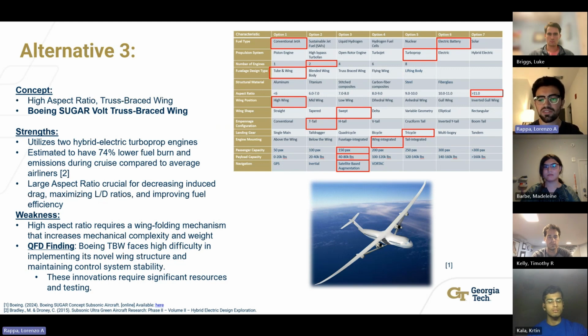Therefore, we started looking at advanced configurations by selecting a different subset in that morphological matrix. One alternative was the truss-braced wing, which showed that with its increased aspect ratio, supported by the structure of the trusses, we're able to get a considerable reduction in fuel burn, with one study citing a number of about 74% reduction. However, we found that it would be very difficult to implement this type of solution, specifically because it might not be compatible with the airport infrastructure that is currently in play.